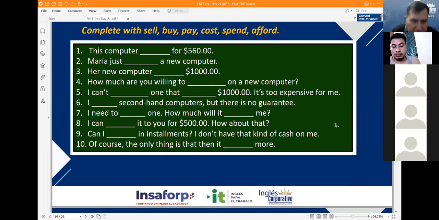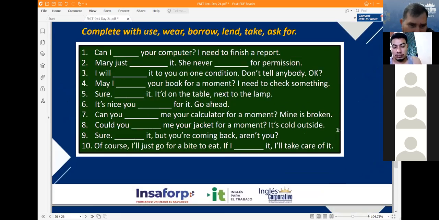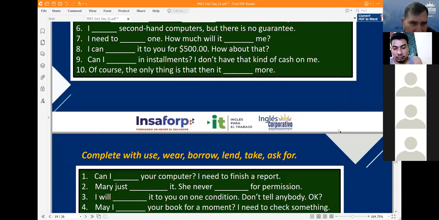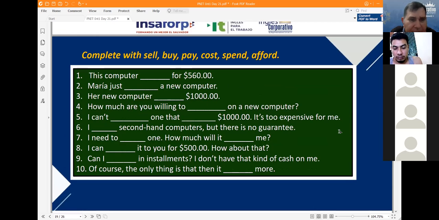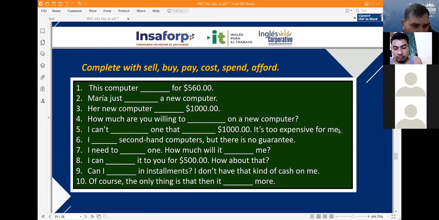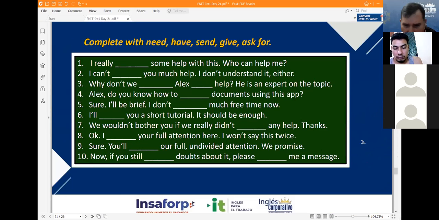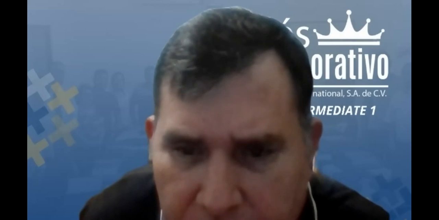Okie dokie. Now, this one, and this one, and this one, you have to do in the group. There are three things, okay? Pages 19, 20, and 21. So let's go back to the groups. Complete with the words.